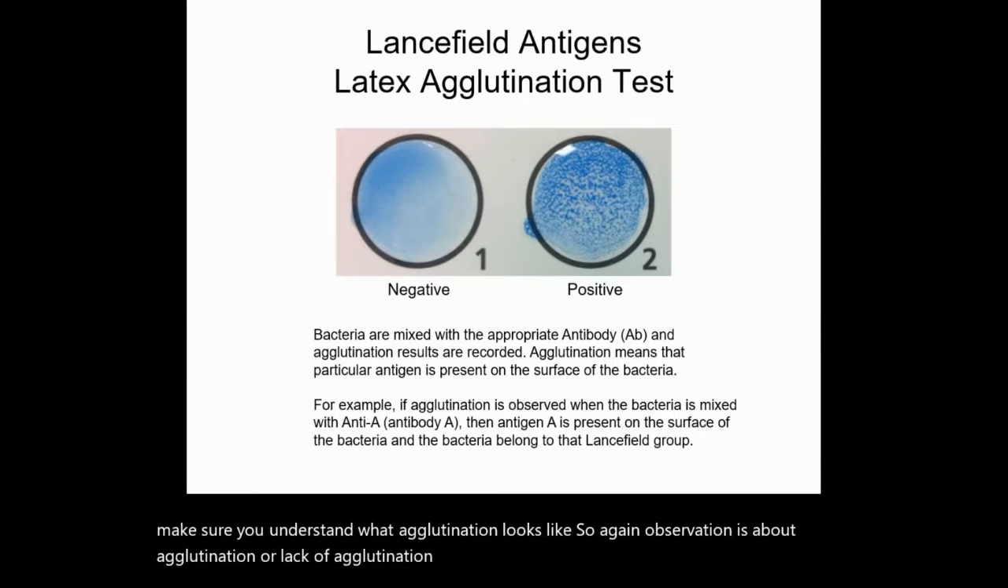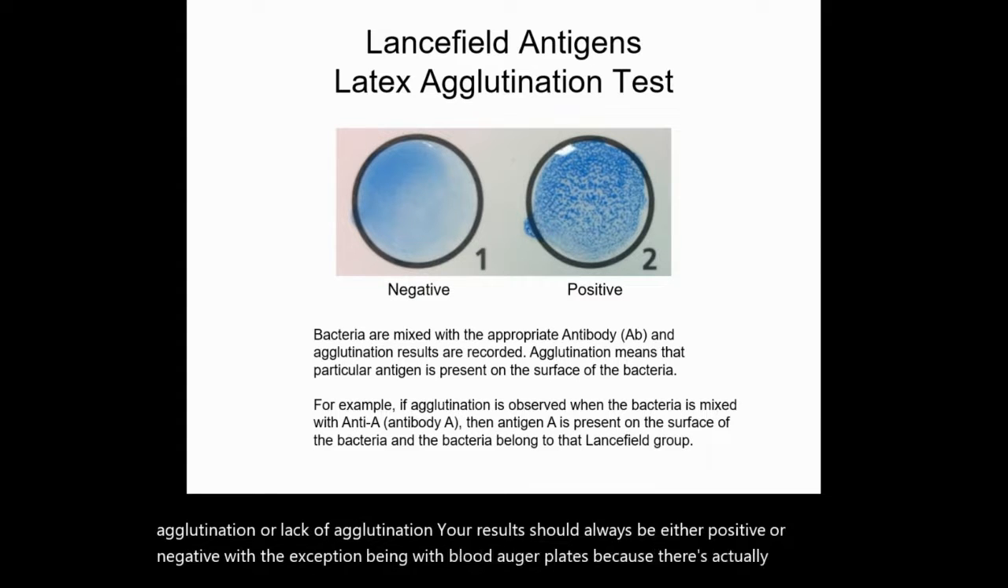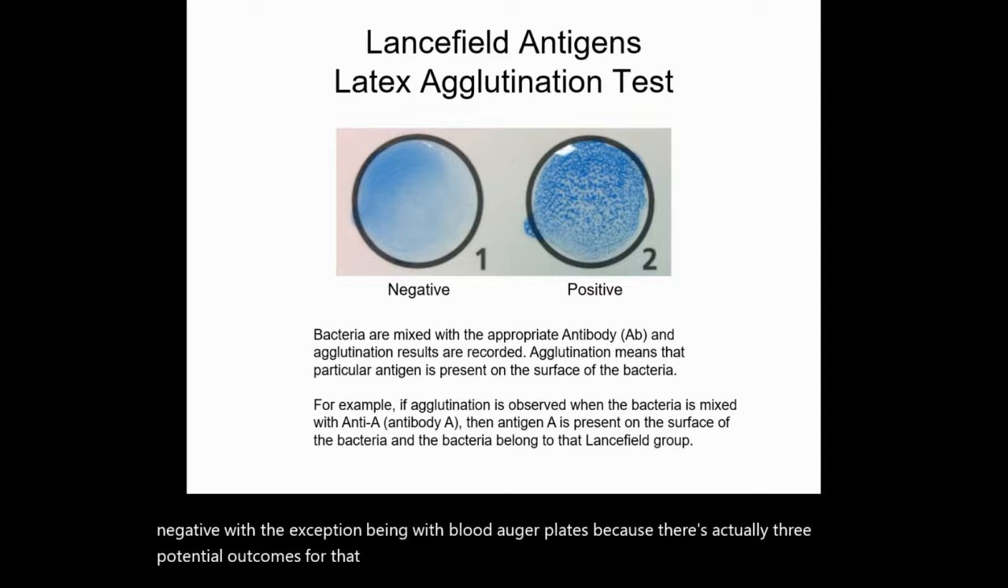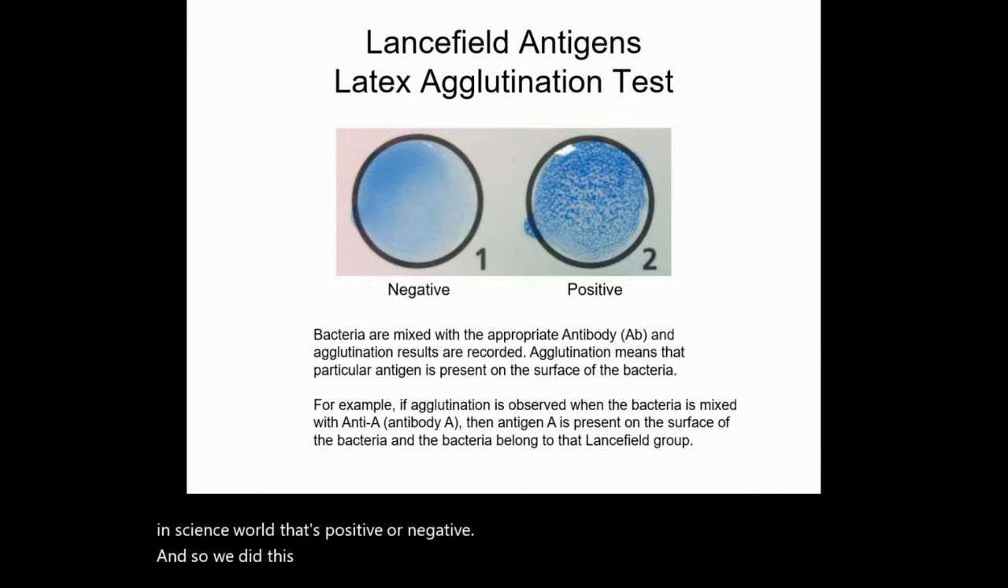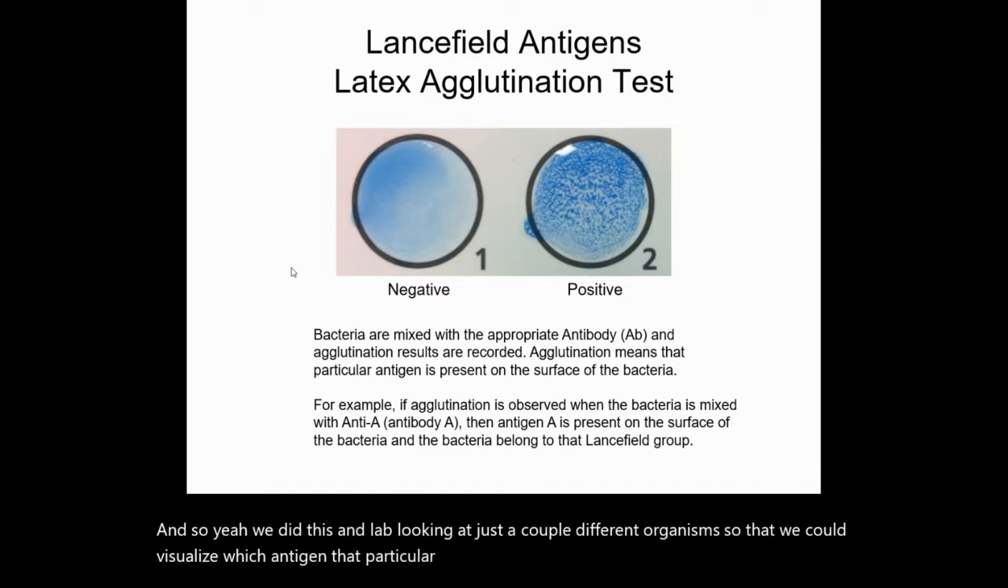Your results should always be either positive or negative, with the exception being with blood agar plates, because there's actually 3 potential outcomes for that test. Most other tests, there's only 2 outcomes, yes or no. And in science world, that's positive or negative. And so yeah, we did this in lab looking at just a couple different organisms so that we could visualize which antigen that particular organism has.